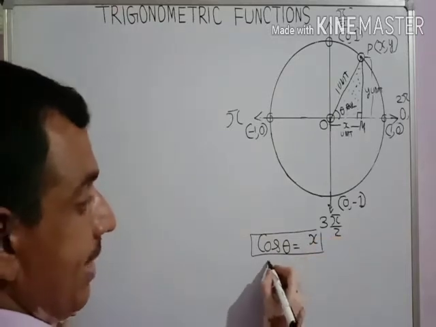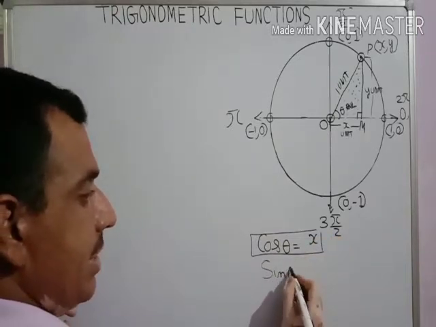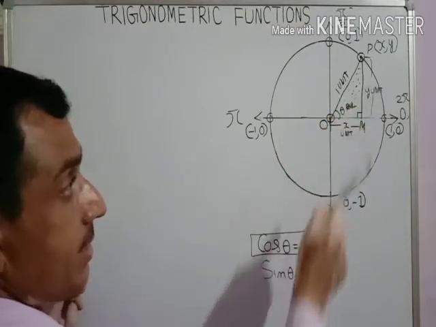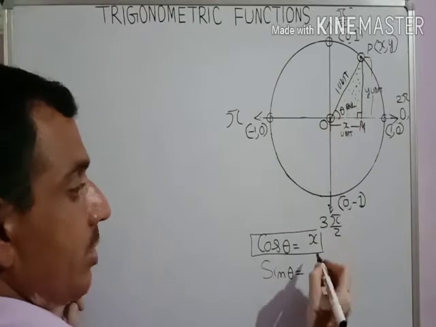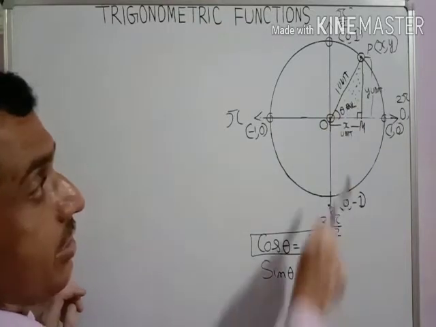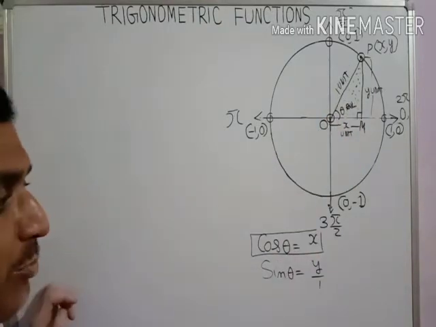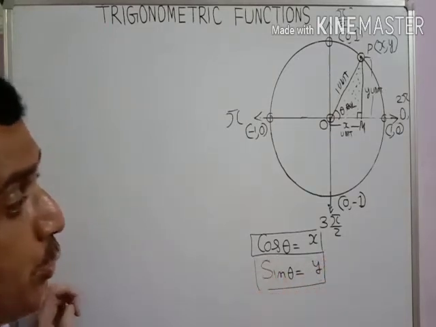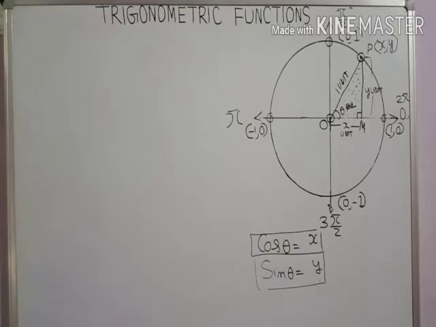If I ask you what is sin theta, you said sin theta is equal to p upon h. The opposite side of theta is y, so y upon h. h is 1. y upon 1 is nothing but y. It means x is equal to cos theta and y equals sin theta.